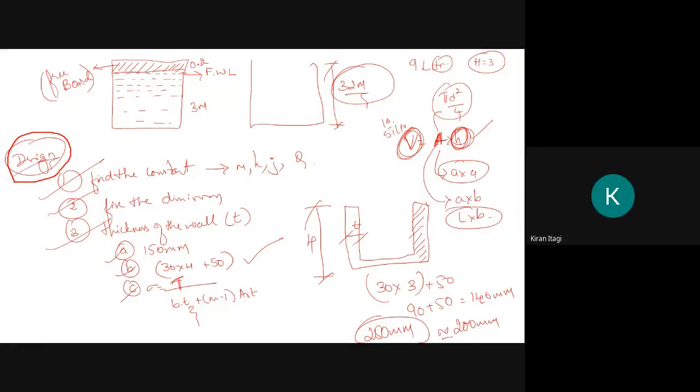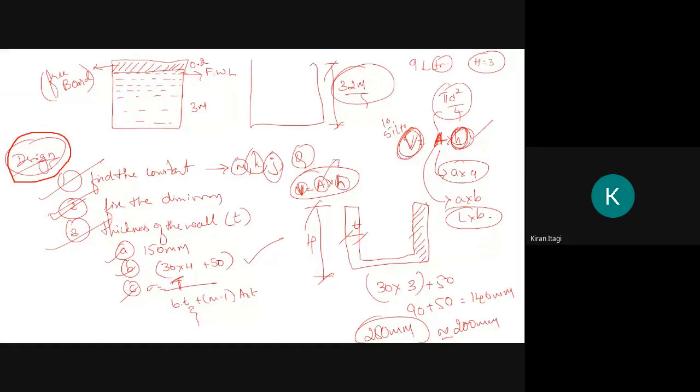In the design steps, first we will find the constants, that is m, k, j, and Q. The next step will be finding the dimensions. Dimensions means, we know the formula: volume V equals A into H. Here he will say the capacity is 5 lakh liter, 9 lakh liter, whatever he will give, and he will also give the height of the tank. So by knowing these two, we will determine the unknown, that is area.